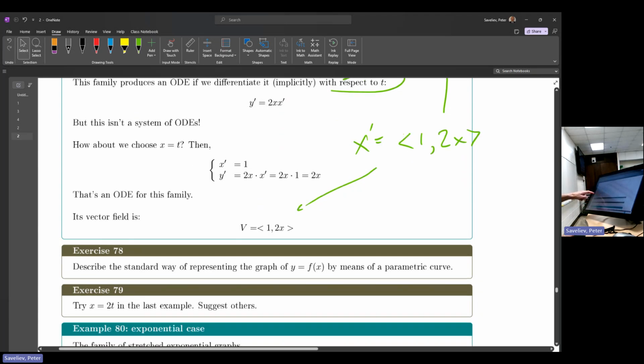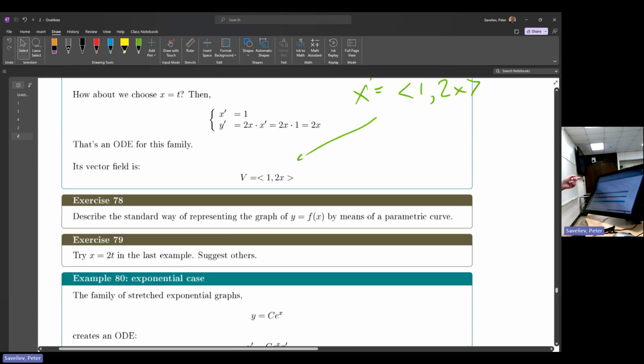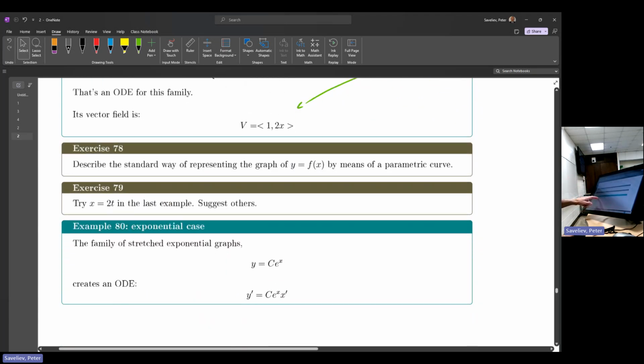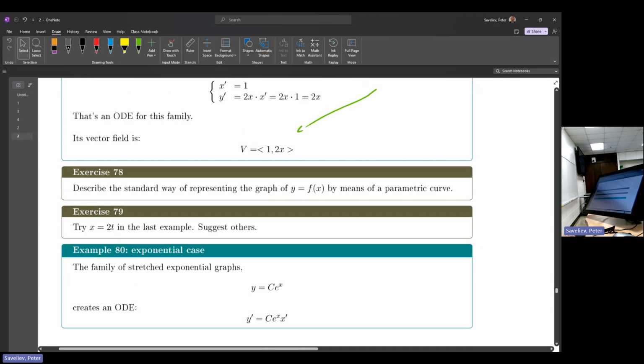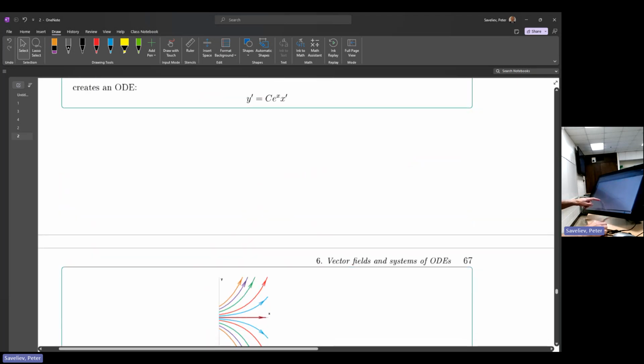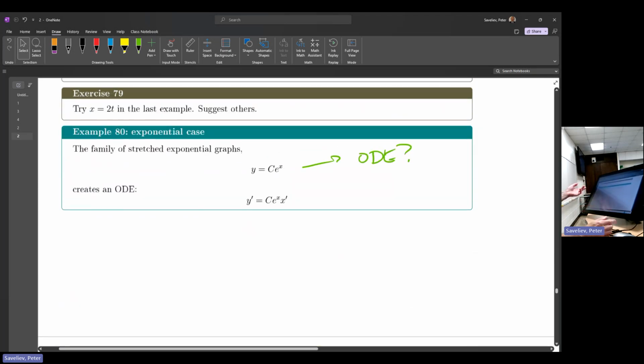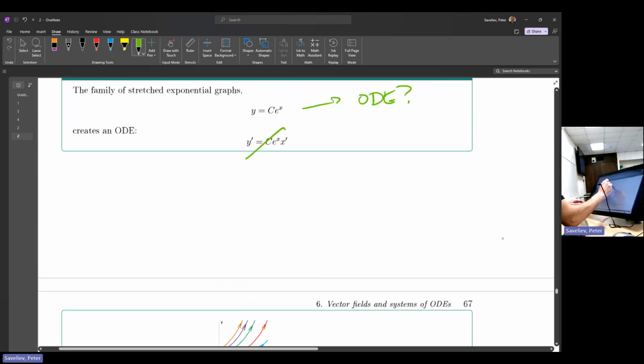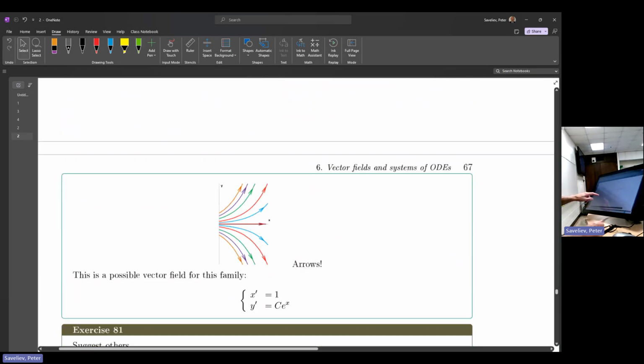Okay, parametric curves, last example: exponential graphs, a bunch of exponential graphs. Once again, if we were to find a system of ODEs for it, differentiation will not eliminate c. So that's not working out for us. In the one-dimensional case this is fine, but in the two-dimensional case it does not work.